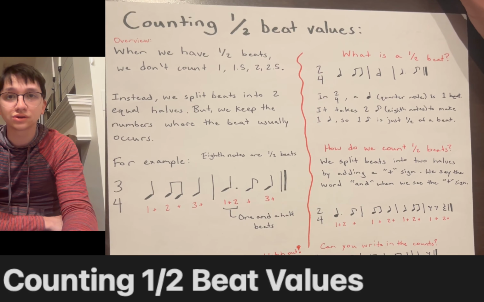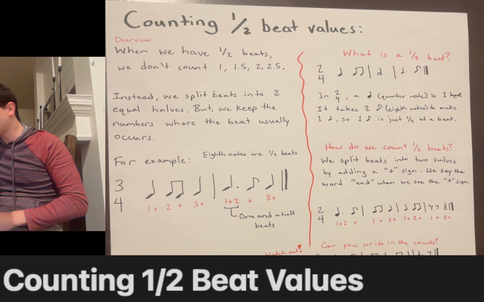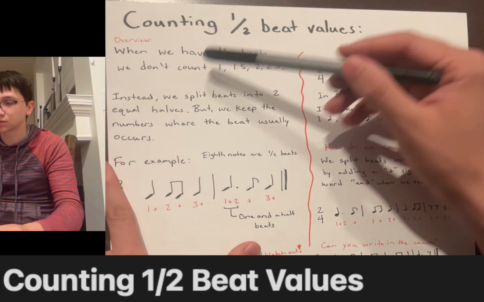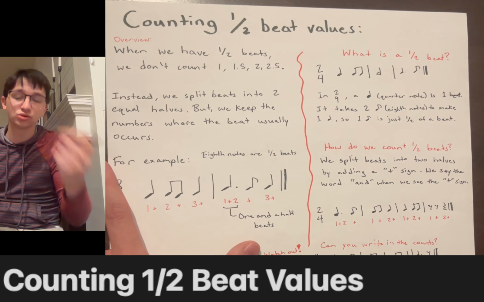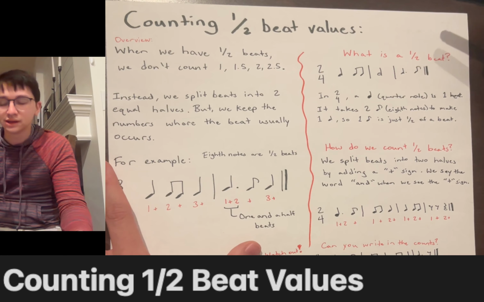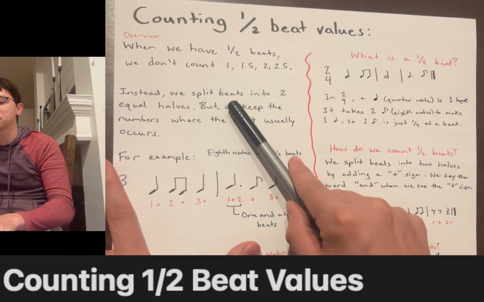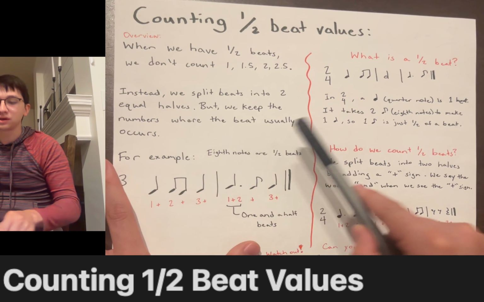In this video, I'm going to talk about how we count half-beat values. As a general overview, when we have half-beat values, we don't usually count them as 1, 1.5, 2, 2.5. It's just a mouthful. So oftentimes instead, we'll split beats into two equal halves, but we keep the numbers where the beats usually occur.